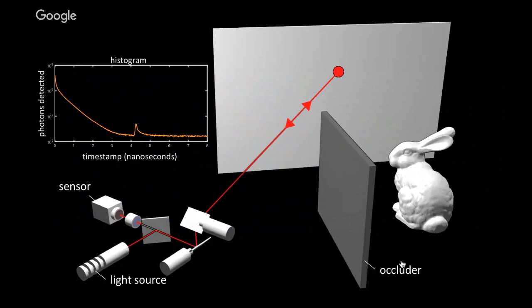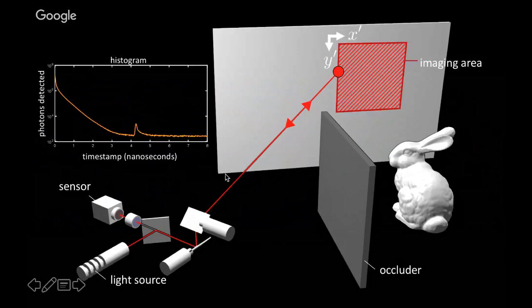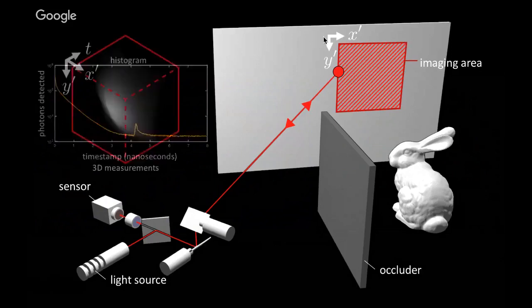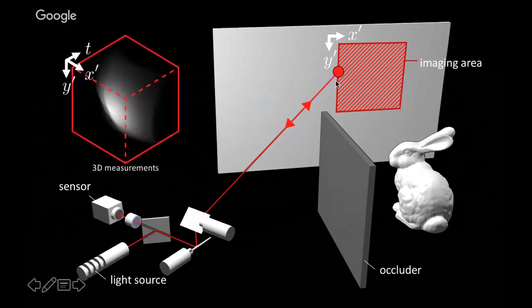Now, in order to capture 3D shape, we need to do more than just capture this one histogram. We need to, once again, capture a transient image by, in this case, scanning different points along a wall and measuring not just the histogram from one location, but basically a 2D set of histograms to produce this 3D volume of information. This 3D volume represents the light that's traveling from different points on the wall to the object and back again.